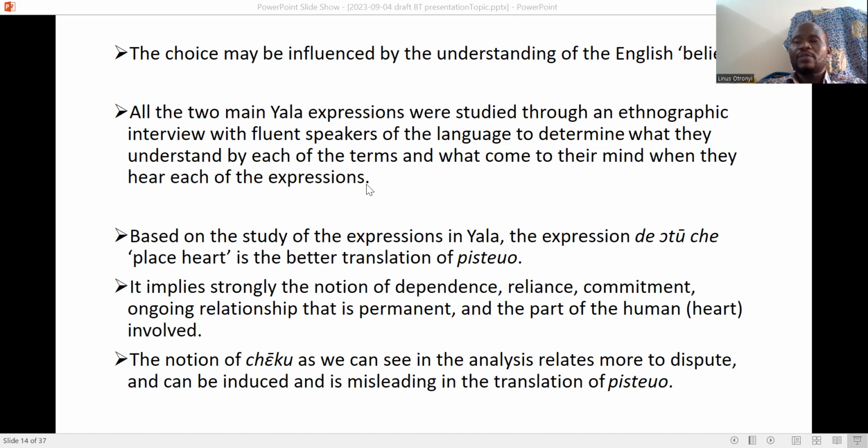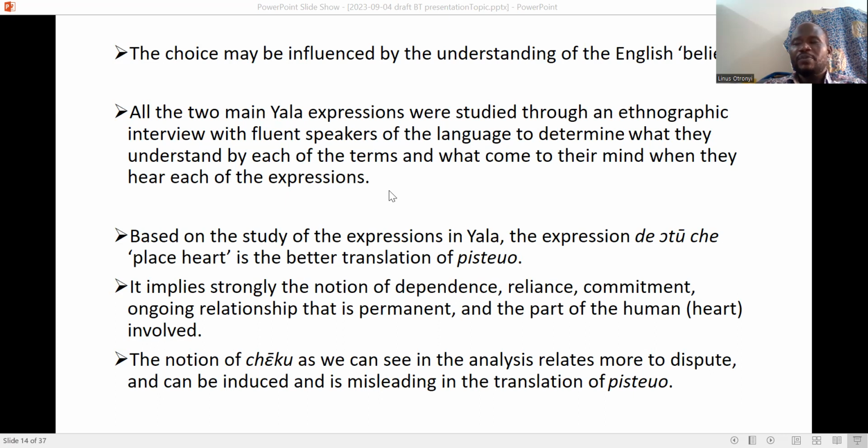The two main Yala expressions were studied through an ethnographic interview with fluent Yala speakers of the language to determine what they understand by each of the terms and what comes to their mind when they hear each of the expressions. And the interviews were recorded in Yala, transcribed, and stored in the database called Toolbox, and they are coded as I will show in the data that follows.